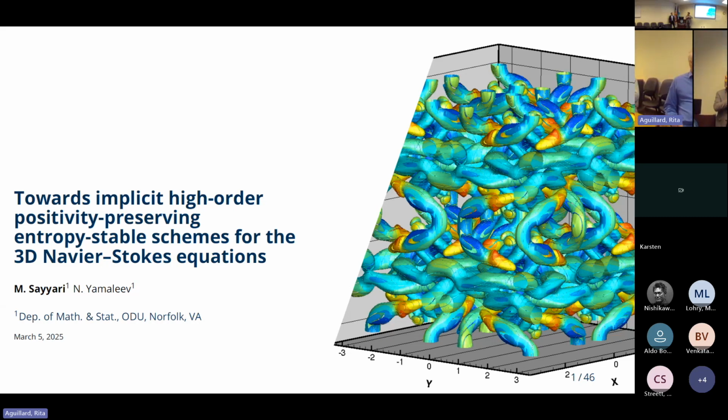Today's speaker is Mohammed Sayyari. He's a postdoctoral research associate at the Department of Mathematics and Statistics at Old Dominion University, and he's been around about a year working with Nail Yamaleev. He got his PhD at KAUST, King Abdullah University of Science and Technology, and his advisor was Matteo Parsani, who used to be at Langley some time ago, and one of our good friends. He's worked on entropy-stable schemes for various models, with a wide range of applications, from high-speed flows to biomedical flows. He's currently working on implicit time-stepping schemes for entropy-stable and positivity-preserving schemes. So that's what he's going to tell us about: towards implicit high-order positivity-preserving entropy-stable schemes for the 3D Navier-Stokes equations.